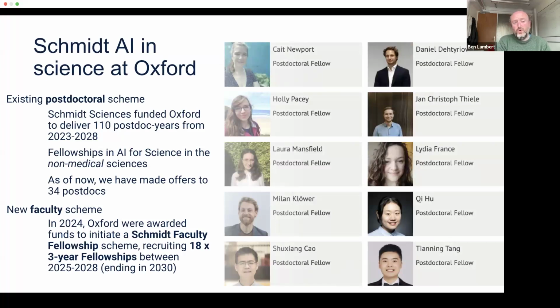As I said, there are two Schmidt AI in Science programs at Oxford. There is an existing postdoctoral scheme, which was funded by Schmidt Sciences in 2023 to run from 2023 to 2028. And we've made offers to now 34 postdocs on that scheme. Last year, we received additional funding from Schmidt Sciences to initiate a similar scheme, but for early career faculty. Over the next 3 years, we are going to be recruiting 18 fellows onto this scheme, and each of those fellowships is 3 years in length. This year, we are going to be recruiting 6 fellows onto this scheme, 3 from India and 3 from Africa.